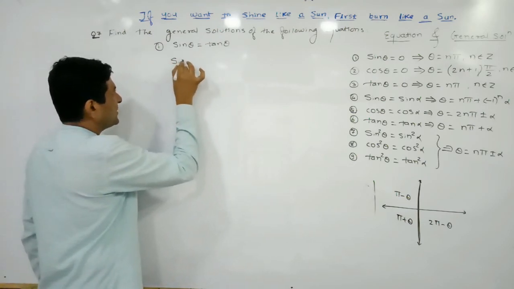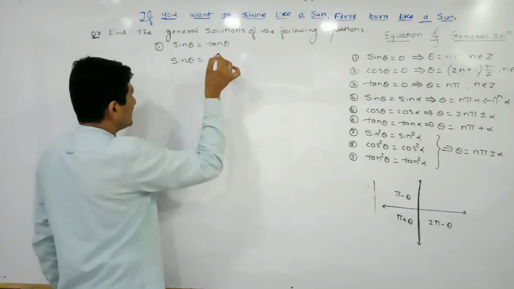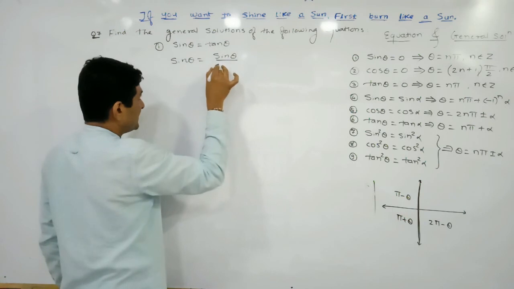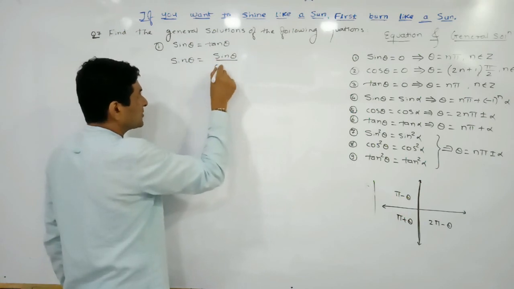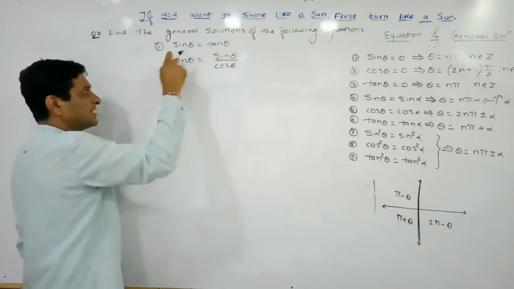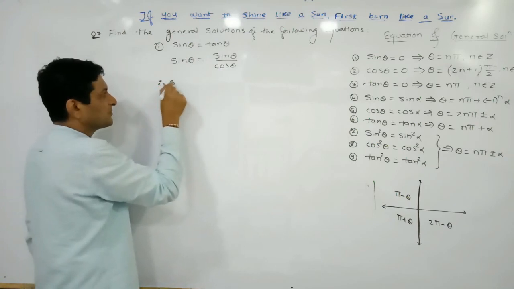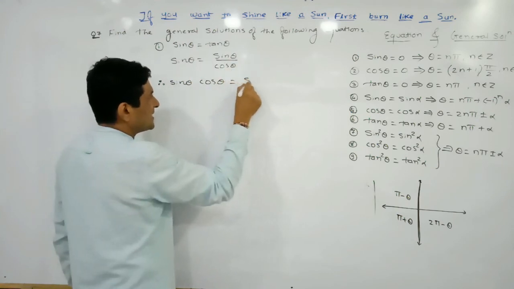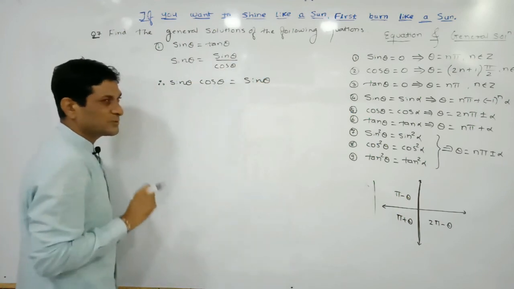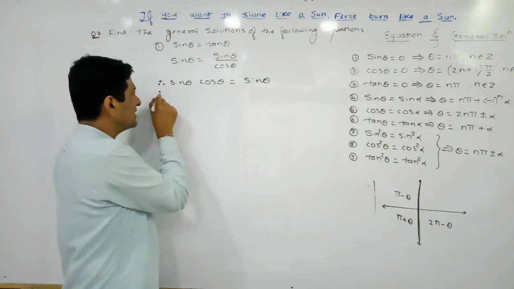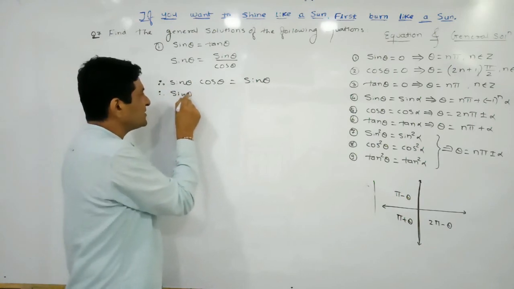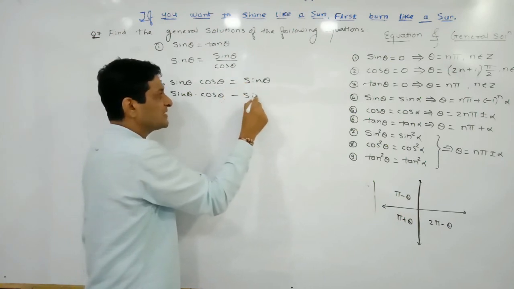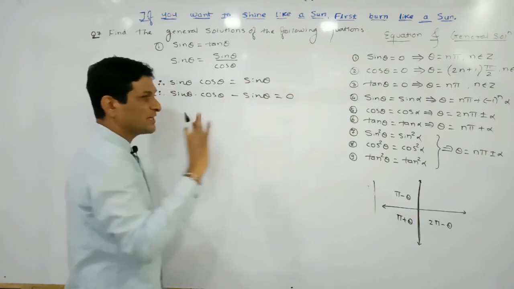So sin theta, keep it as it is. I am converting tan in terms of sin and cos. So tan theta can be written as sin theta upon cos theta. Now this cos will get multiplied on this side. So here we will get sin theta into cos theta, and on the right hand side the remaining term is equal to sin theta. So again, keep sin theta into cos theta as it is, plus sin theta on this side will become minus sin theta. So our right hand side will become 0 here.